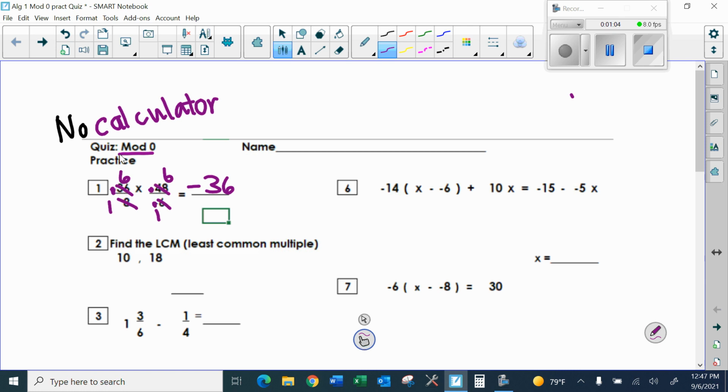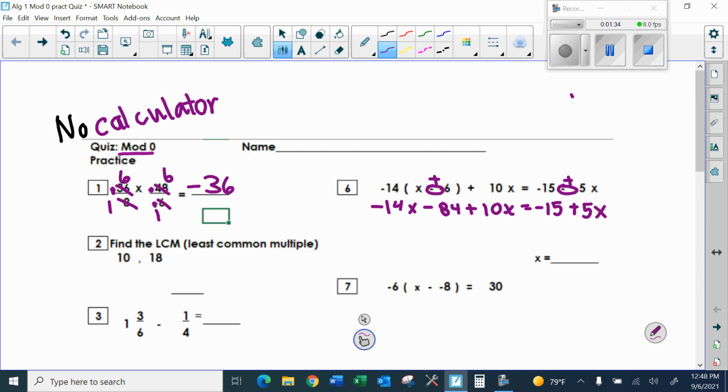We'll go across here. Number 2. Anytime there's two signs, I first get them down to 1. So negative times a negative is a positive, and negative times a negative is a positive. Now I've got everything down to one sign. Now I'm going to go ahead and distribute. So I have negative 14x minus 84 plus 10x equals negative 15 plus 5x.